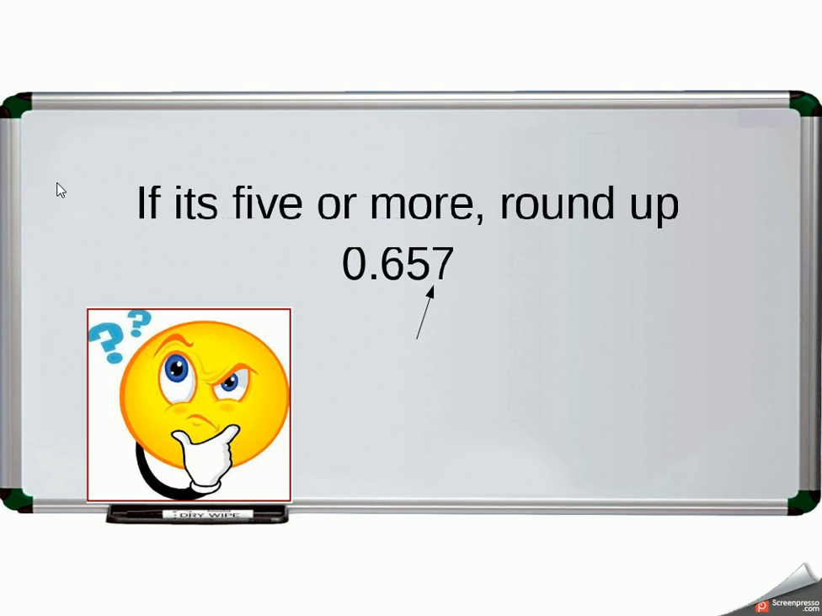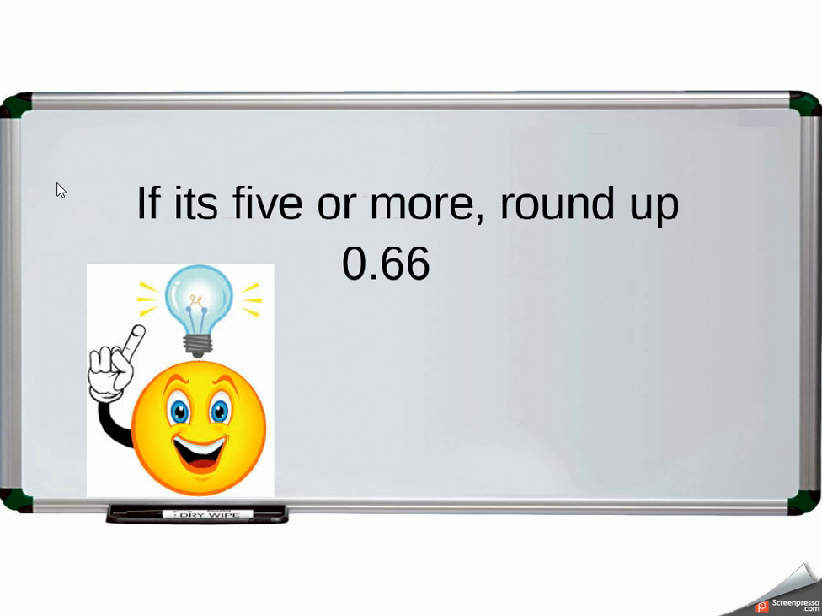You've got to look at that number and then remember that if it's 4 or less, we're rounding down. If it's 5 or more, we're rounding up. So the number 7 tells us, yes, we're rounding up. And to do that, all you've got to do is add 1 on to the place that we're rounding to. In this case, 5 became 6, and take off everything else.